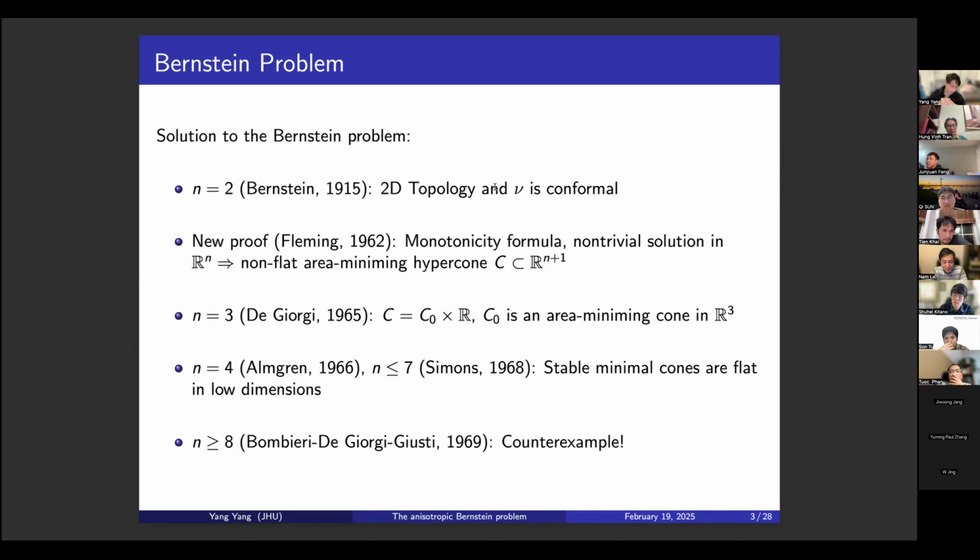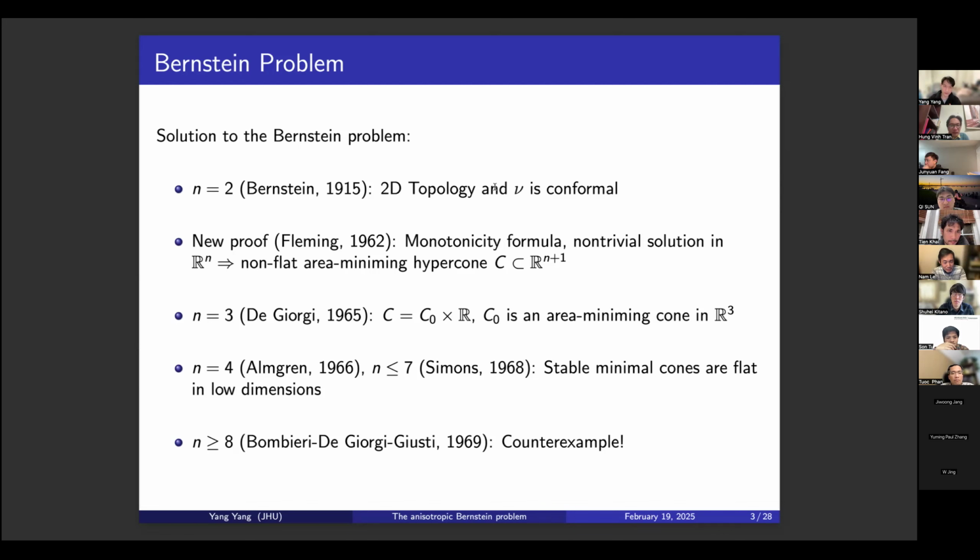By using this monotonicity formula, he showed that if you have a nonlinear global solution to the minimal surface equation, then you keep zooming out, zooming out, zooming out, and some subsequence of the zoom-outs converges to a non-flat area-minimizing hypercone. So he reduced the problem to deciding whether or not there exists such a non-flat area-minimizing hypercone.